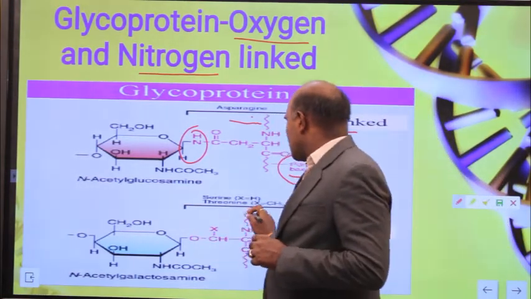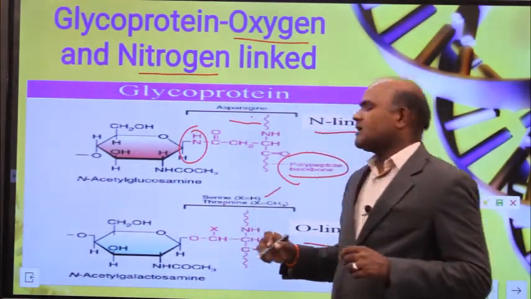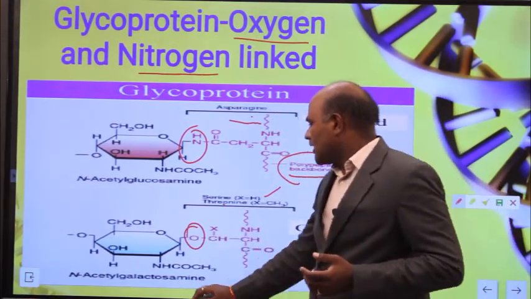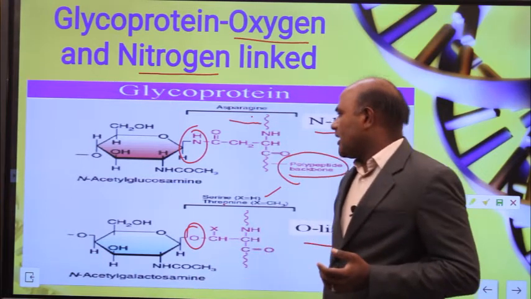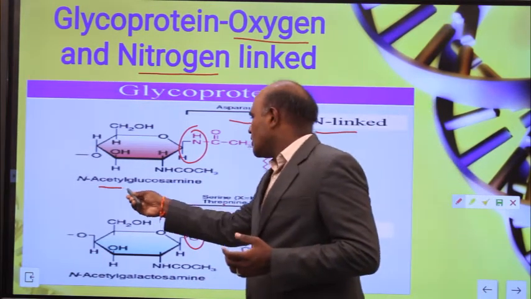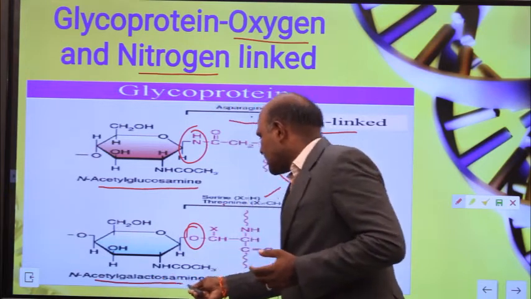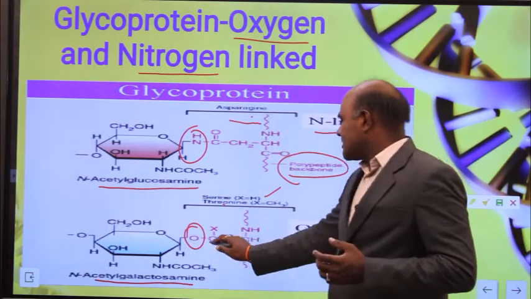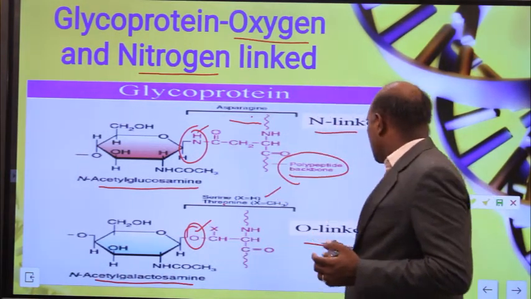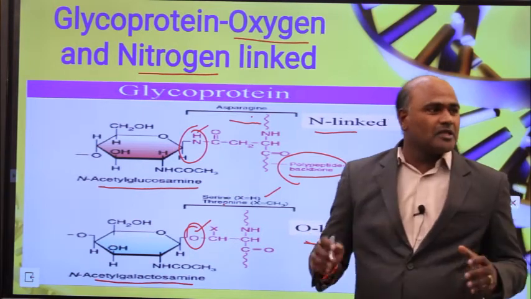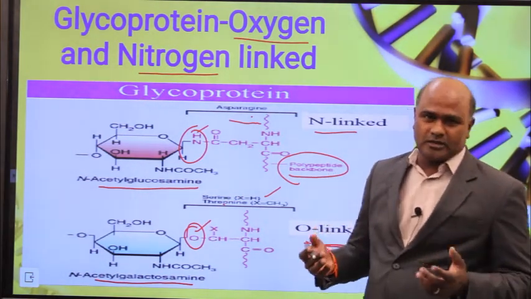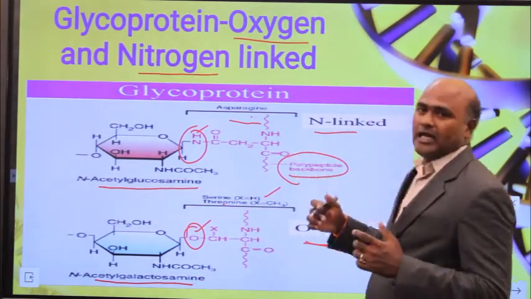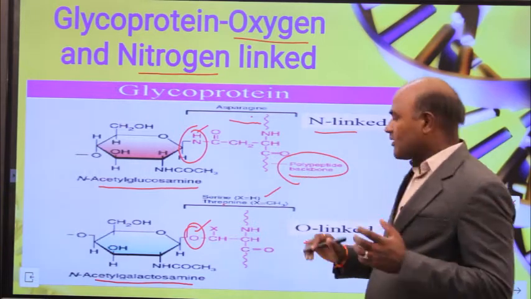Coming to oxygen glycosylation, this is the serine amino acid or threonine, either serine or threonine. This is the amino acid linked through oxygen. This is N-acetylglucosamine, and here N-acetylgalactosamine. So this is a sugar molecule attached to the amino acid through the oxygen. So this is oxygen-linked, and these are the oxygen-linked glycosylations. This is the difference between N-linked and oxygen-linked glycosylation in glycoproteins.